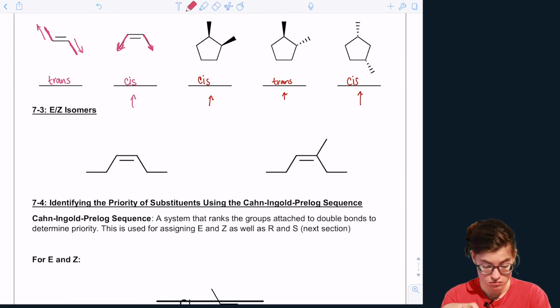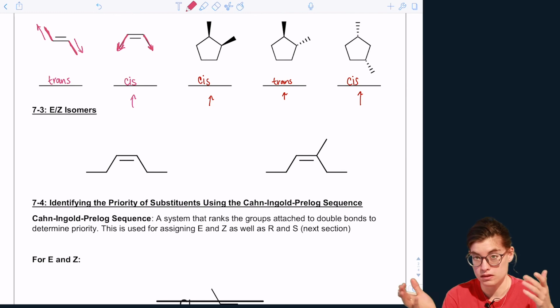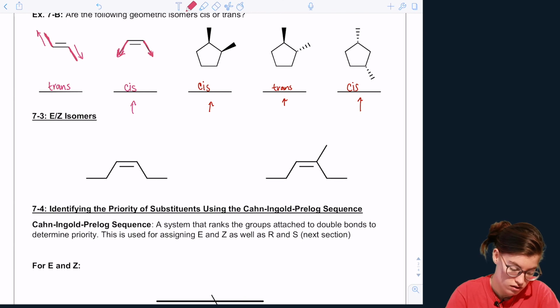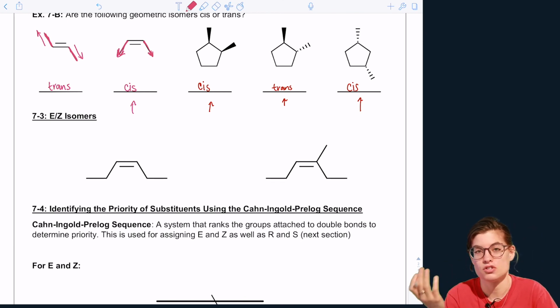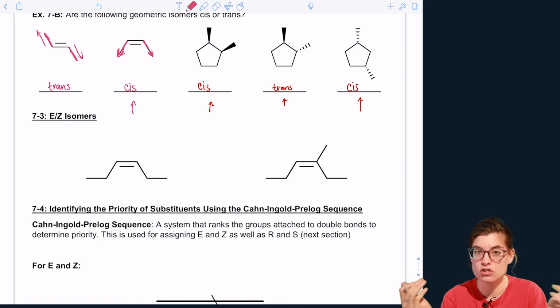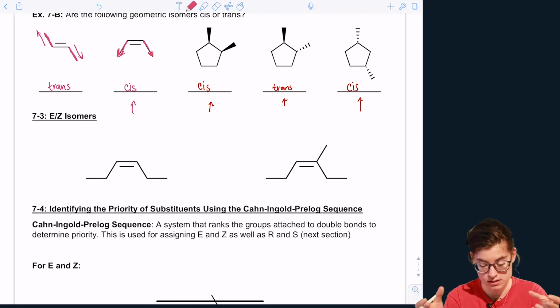The other problem with cis and trans with the ring is we couldn't do it when we had more or less than two substituents. We could only do it when we had two. The same thing applies for double bonds. When you have more than two substituents on a double bond, you can't do cis and trans. You have to use a different way to describe the isomerism, and we're going to use E and Z nomenclature to distinguish the geometry of a double bond when a double bond has more than two substituents.